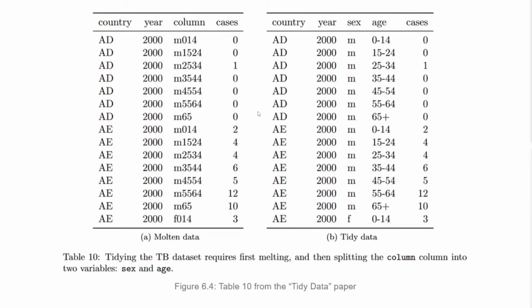If we do that, we have the data set on the left-hand side here, which is great. It's a little bit closer. We have country, year, cases. That's good. And then we have this other column called column.